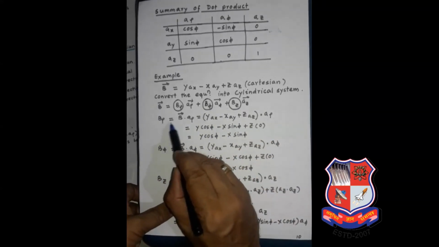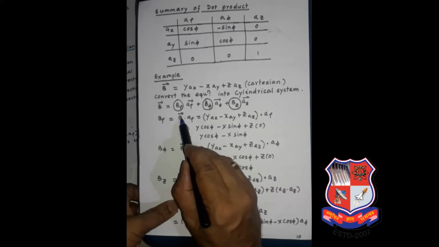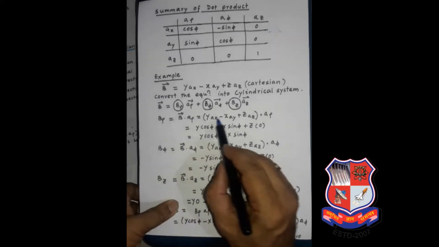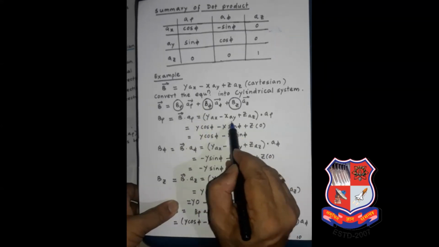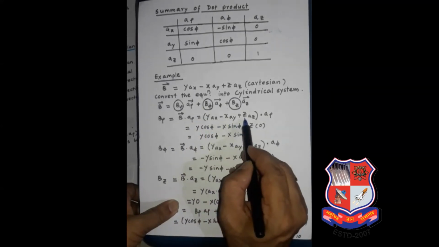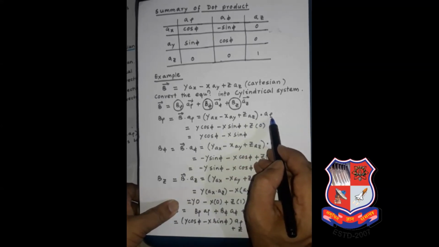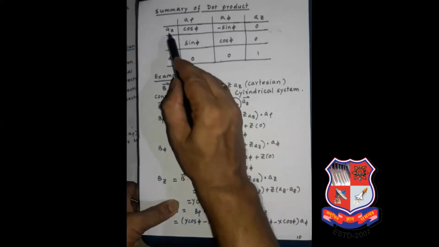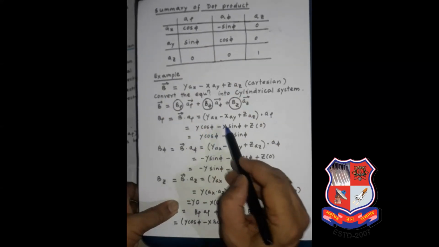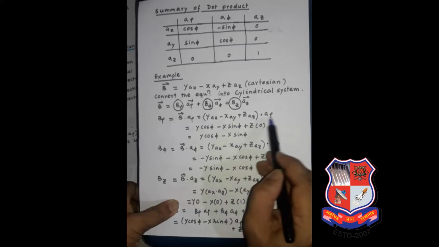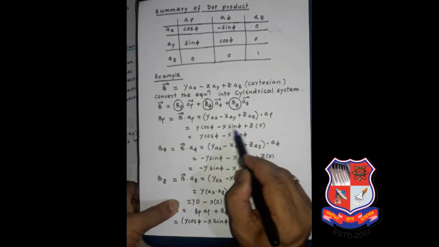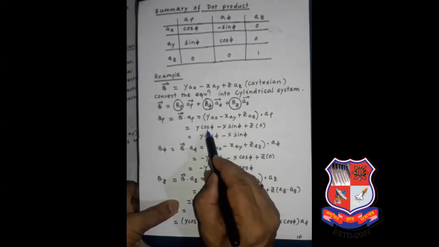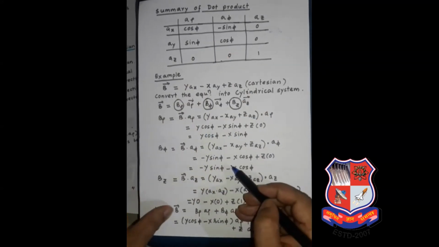So b rho can be found by taking the whole b vector dot a rho. So we write down the expression y ax minus x ay plus z az dot a rho. Now y is kept as it is, ax dot a rho you can see from the table is cos phi, then minus x, ay dot a rho is sin phi, minus sin phi, az dot a rho is 0. So you get the expression y cos phi minus x sin phi.